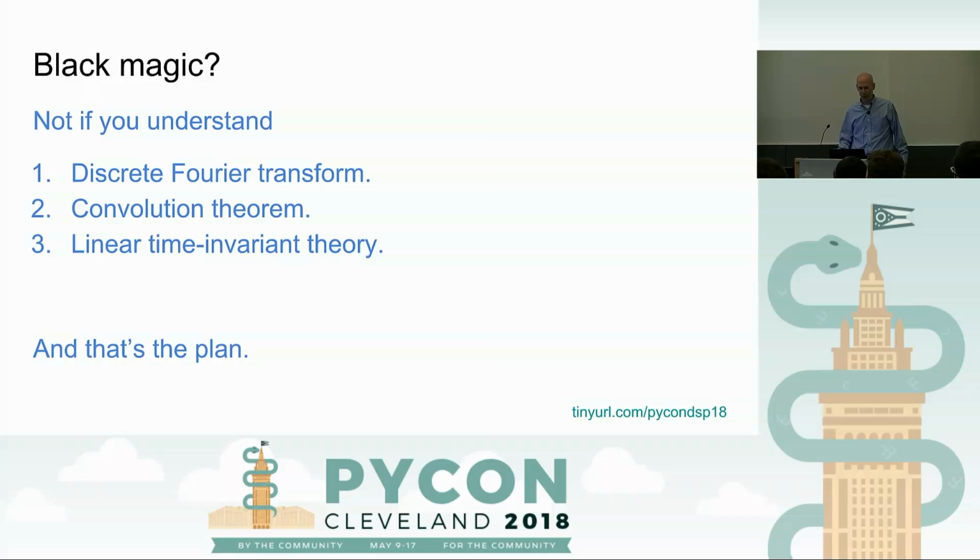How we did that using signal processing at this point should not make sense yet. It is pretty much black magic. By the time we're done today, hopefully it's not black magic. The things you need to understand are the Fourier transform, convolution theorem, and LTI theory, linear time invariant theory. Those are the three things we're going to work on today. Again, maybe not in a super deep way, but hopefully you'll leave understanding how these three pieces explain that example that you just saw and heard.